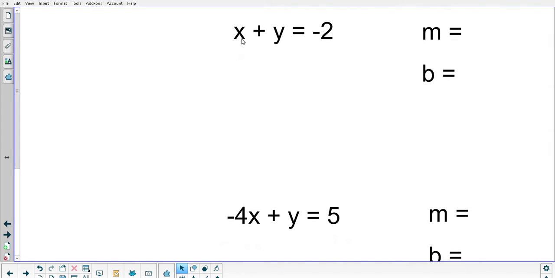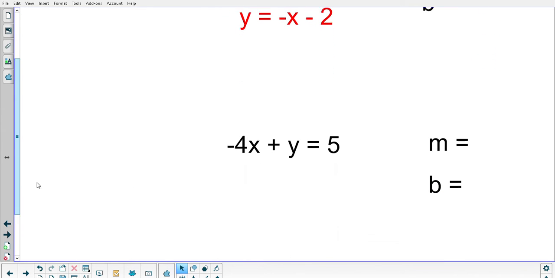Our first example is just simply x plus y is equal to -2. In this case, here's our term containing x, and it's a positive x. So what we need to do is subtract x from both sides. When we do this, these x's cancel out, and the result is y is equal to -x minus 2. So when we look at this, now it's in slope-intercept form. We have a slope of -1, and we have a y-intercept of -2.